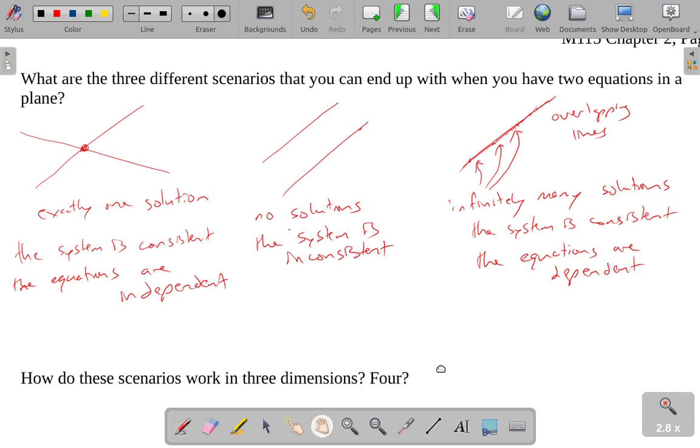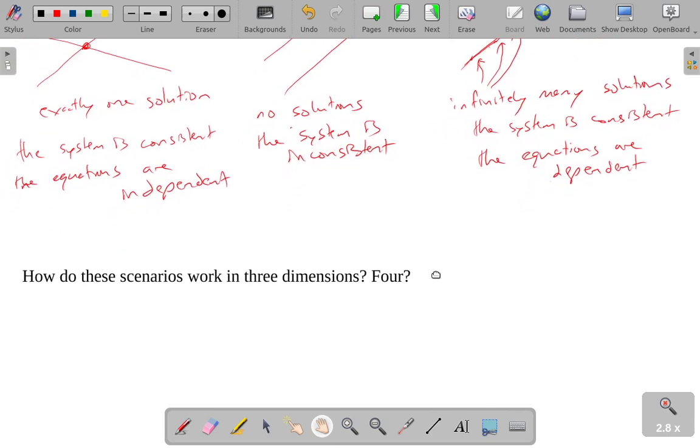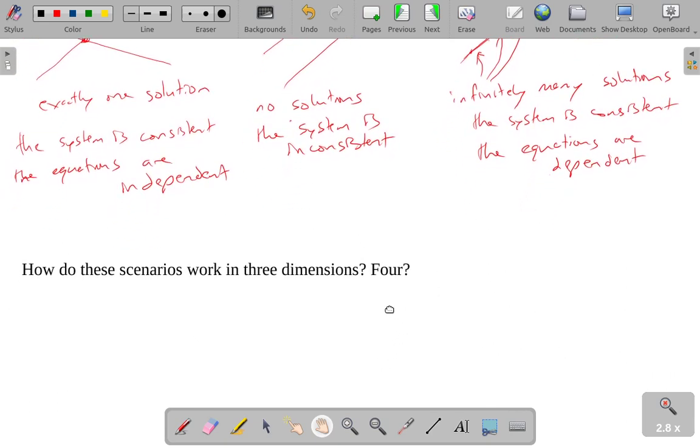This notion of dependence we're not really going to cover in this class. If you get further into linear algebra, dependence actually means something, but we don't need to know that. We just need to have memorized that vocabulary. We don't need to know anything more than that.